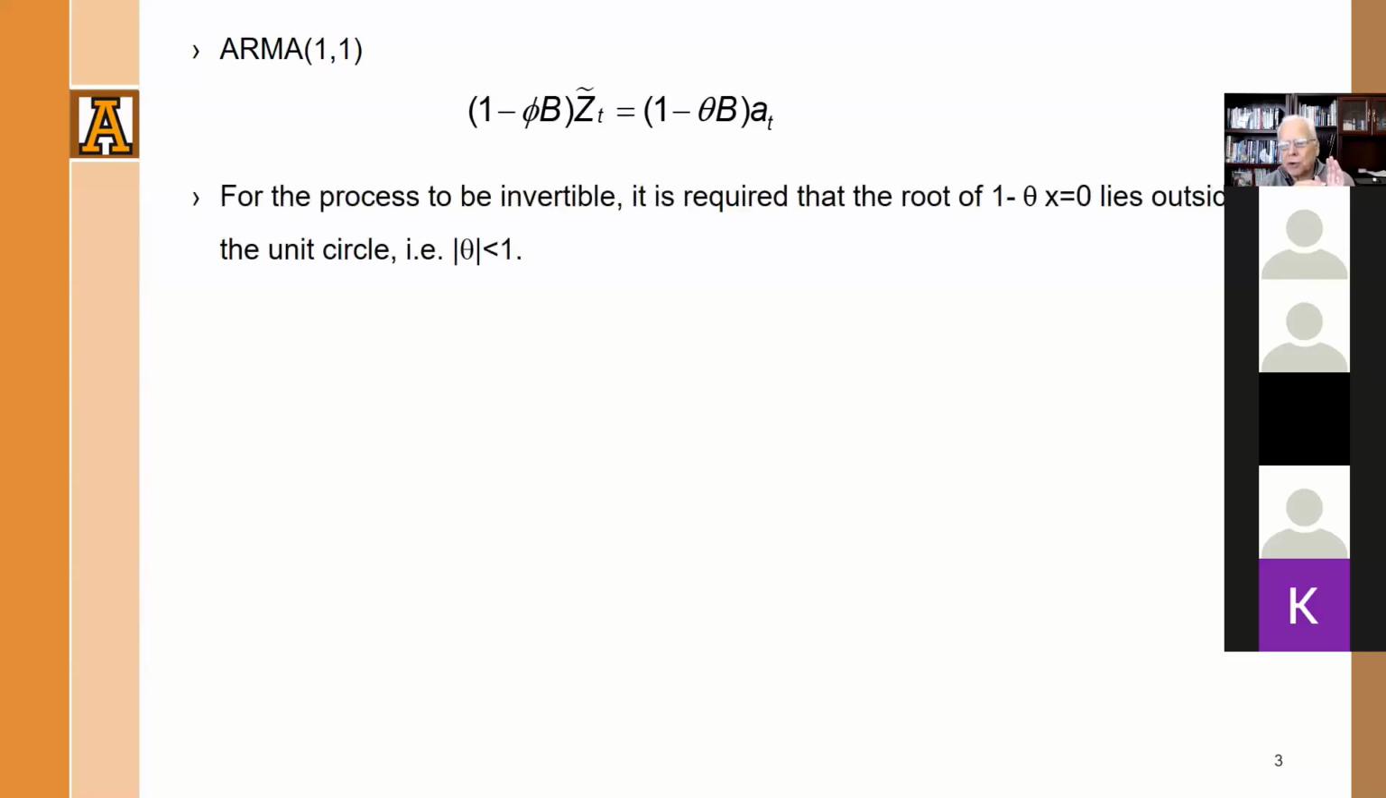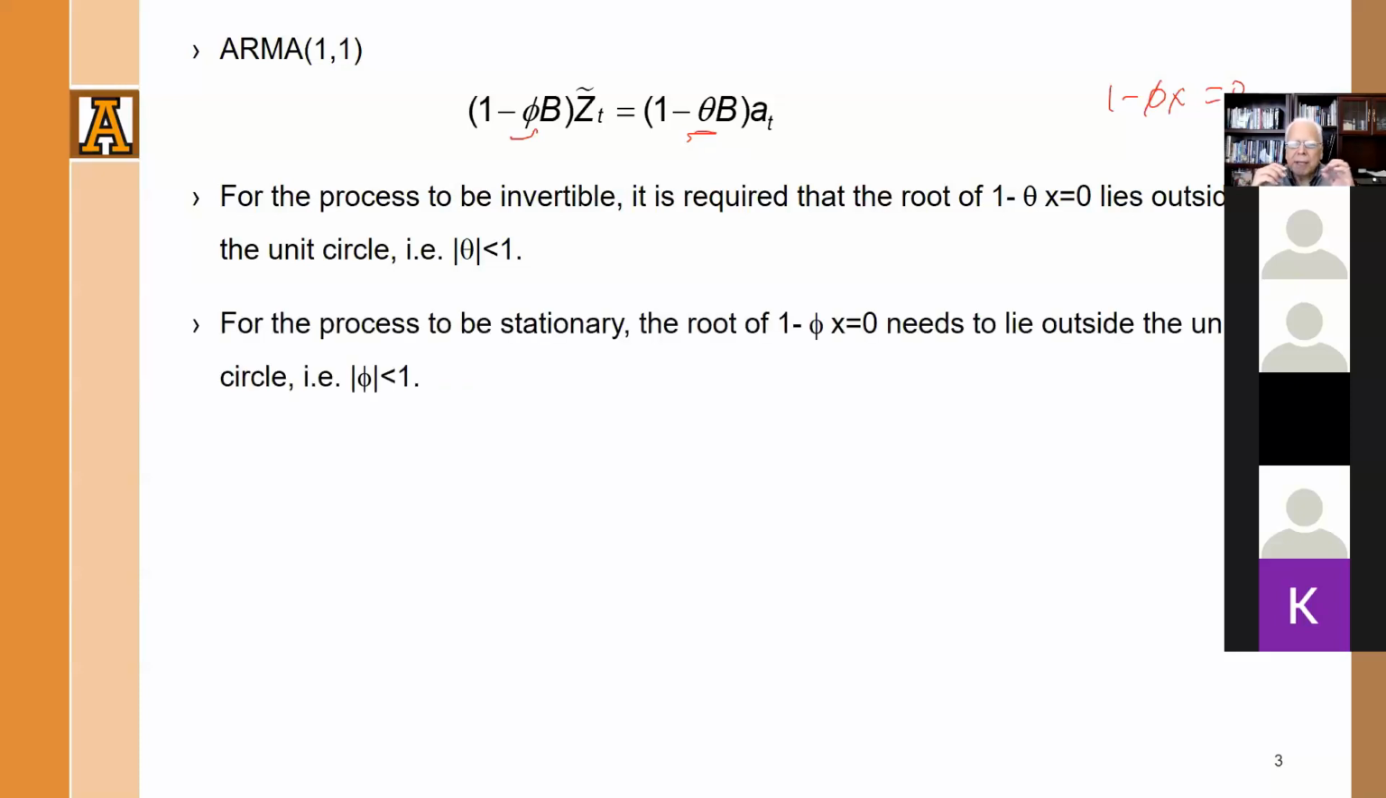Now, the conditions for invertibility and stationarity are the same. For the process to be stationary, phi has to be less than 1 in absolute value. That is, the root of the polynomial 1 minus phi x equal to 0 has to be outside the unit circle, which means it has to be greater than 1 in absolute value, so phi would have to be less than 1 in absolute value. And for the process to be invertible, we have a similar condition on theta: theta in absolute value is less than 1.